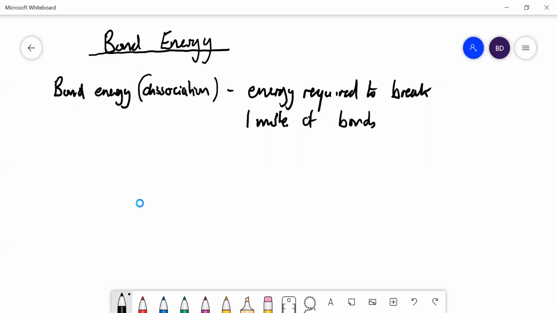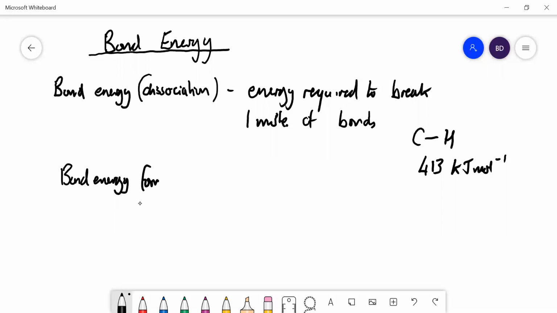Hey, we're going to talk about bond energy or bond enthalpy. Bond dissociation energy is the energy required to break 1 mole of bonds. For example, for the carbon-hydrogen bond, that is about 413 kilojoules per mole. That's the energy required. You can also define bond energy as bond energy of formation, if you like.